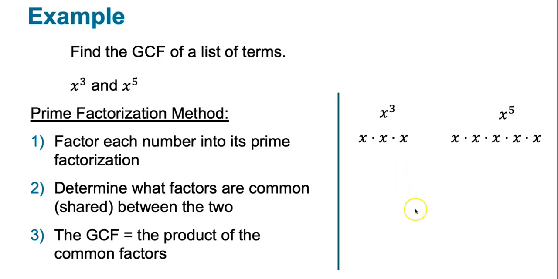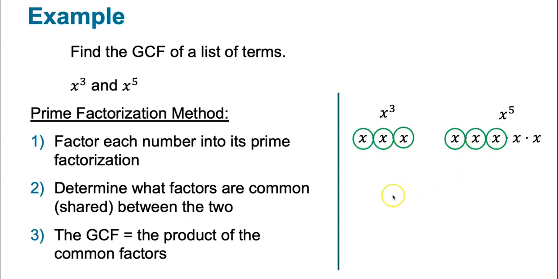Now step 2, determine what factors are in common between the two prime factorizations. They each share an x in common, they share a second x, and they share a third x. But that's all they have in common. X to the 5th has 2 additional factors of x that are not in common with the factors of x cubed. So we stop here.